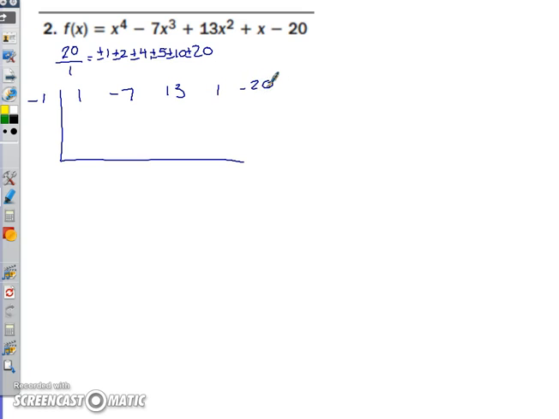And hope the book didn't get signs wrong. So drop down the 1. -1 times 1 is a -1. This gives me a -8, +8. This gives me what? 21. This gives me a -21. This gives me a -20. This gives me a +20.